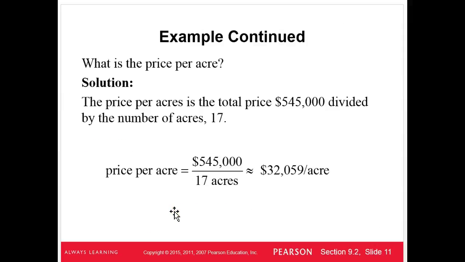Alright, what's the price per acre? So just take that 545,000, divide by 17, and that gives us a price of about $32,000 an acre, a little bit more than $32,000 an acre.